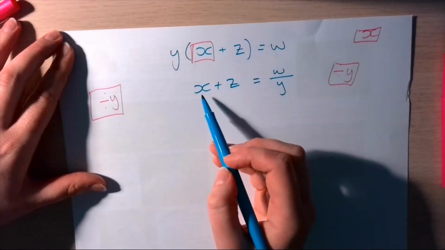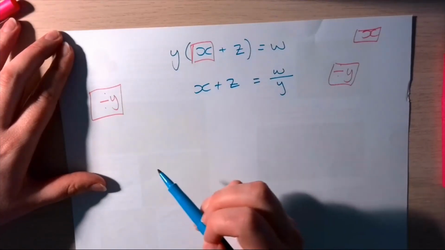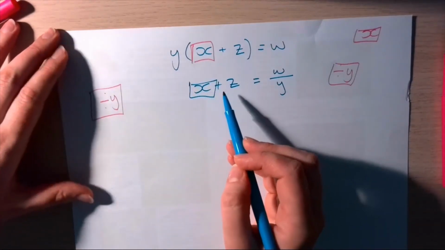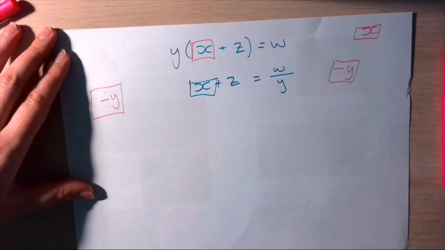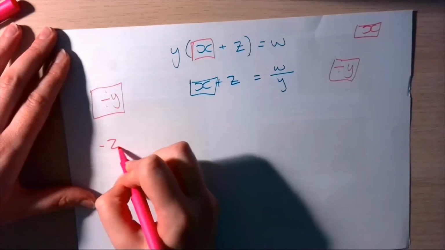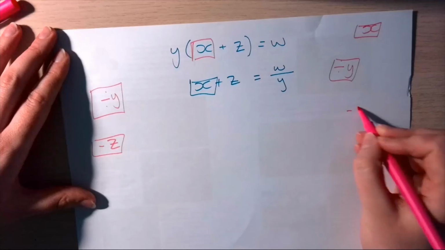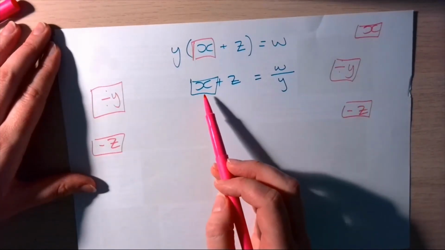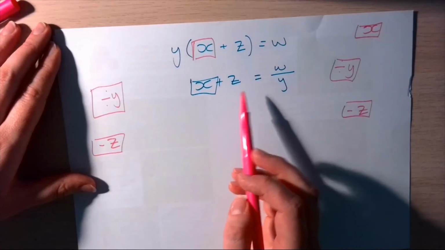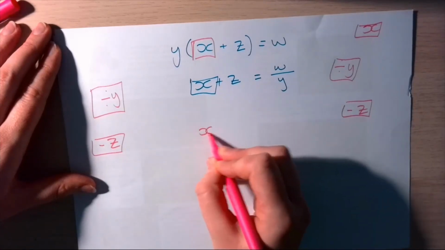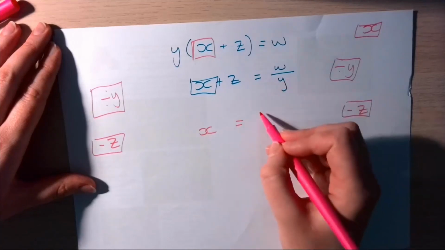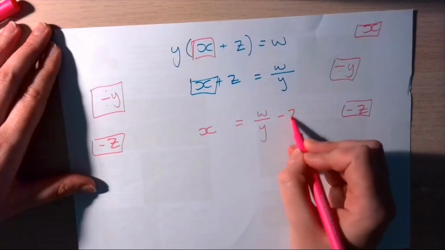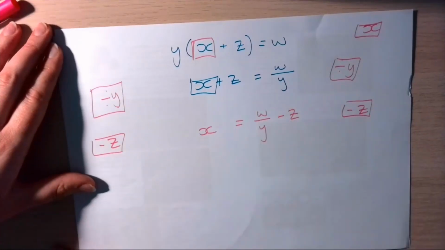Right then, now we're still looking for the x, and at the moment we've got x plus z. So the inverse of plus z is to subtract z. So we're going to subtract z here and subtract z here. And as we've seen on the last examples, x plus z subtract z is just going to be x. That's now on its own. And then w over y subtract z. It just ends up looking like that.